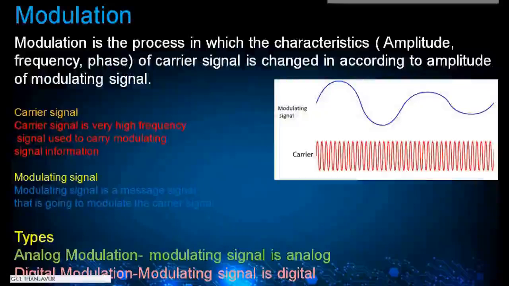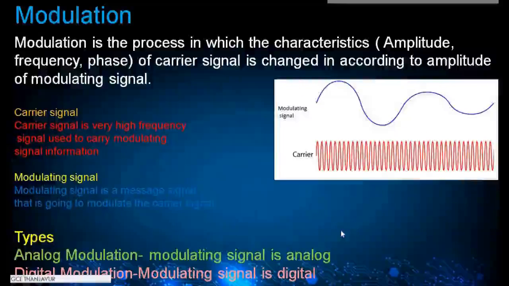In any signal, there are three important parameters: amplitude, frequency, and phase. Here, the characteristics of the carrier signal are changed. Carrier signal means it is a very high frequency signal used to carry modulating signal information. And the modulating signal means it is a message or information signal that is going to modulate the carrier signal.